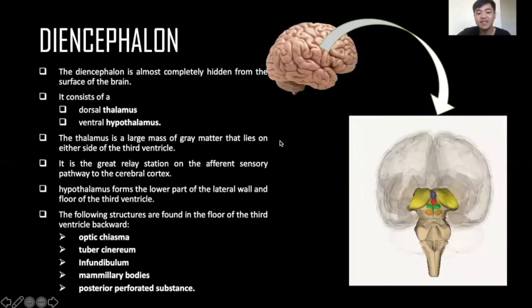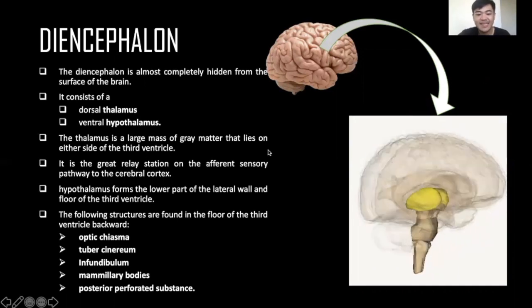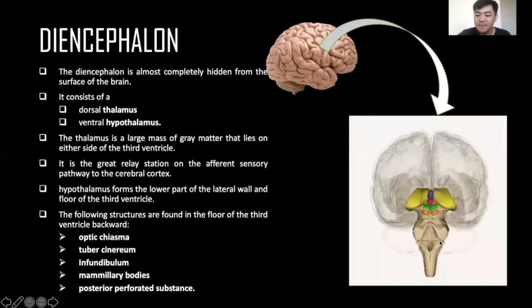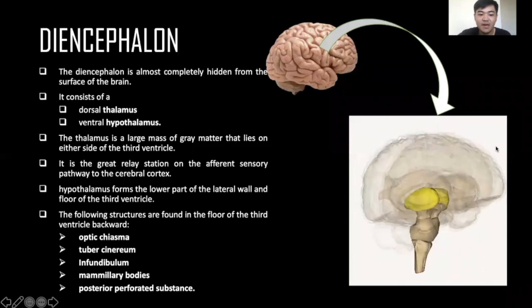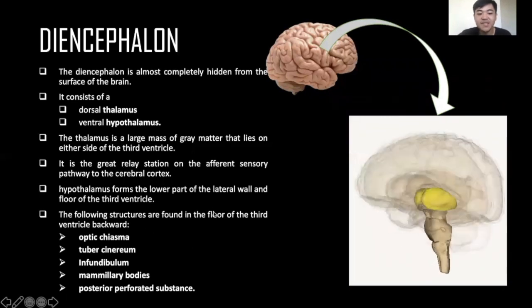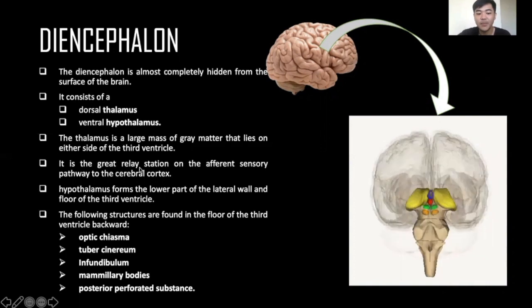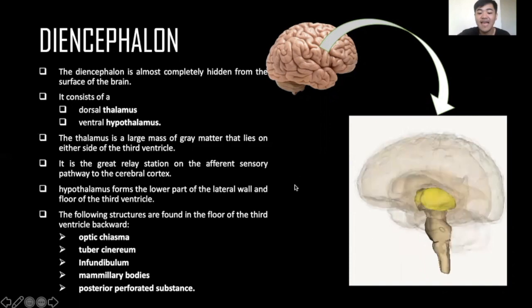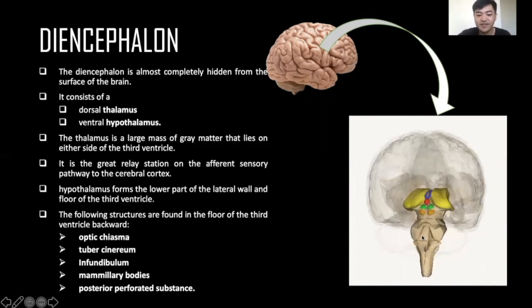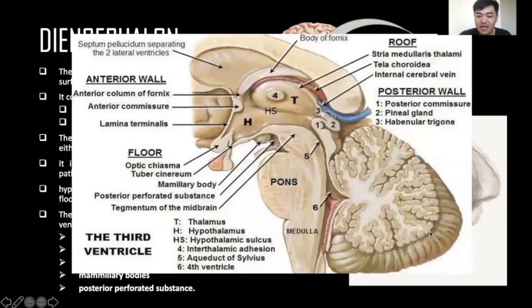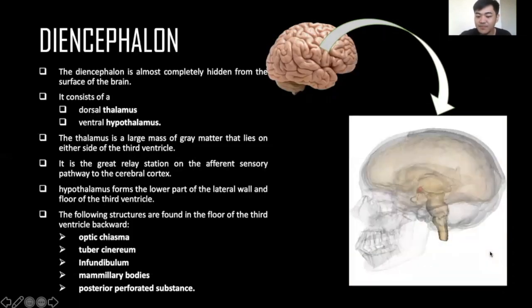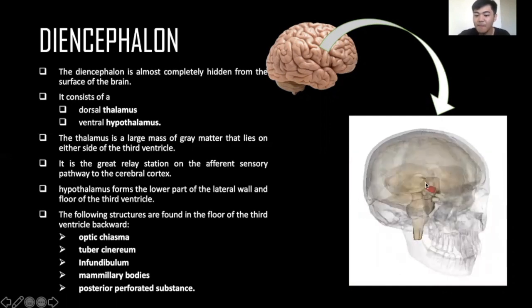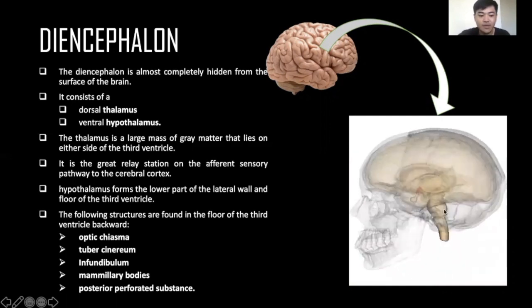So the thalamus is a large mass of gray matter that lies on either side of the third ventricle. The yellow mass here is our thalamus. It is the great relay station of the afferent sensory pathway to the cerebral cortex. The hypothalamus forms the lower part of the lateral wall and floor of the third ventricle. Here is our hypothalamus, marked with red color.